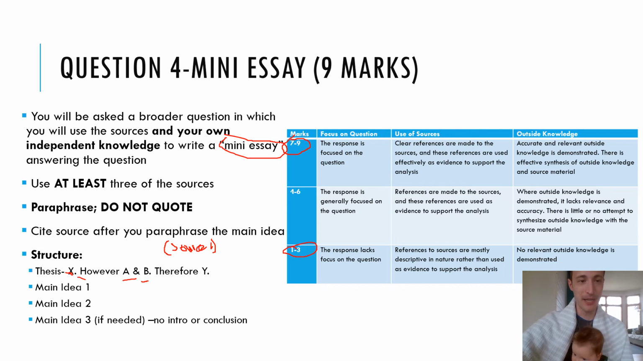Then you've got your main idea 1, your main idea 2, and your main idea 3 if needed. And then what you can do is try to think about what sources fit into main idea 1, which ones fit into 2, which ones fit into 3, how do I fit my outside information into that. No intro or conclusion. That's why it's a mini essay. It's just like three little paragraphs and a thesis at the beginning. And maybe you can restate your thesis a different way at the end if you want to, but you don't need an intro, you don't need a conclusion.